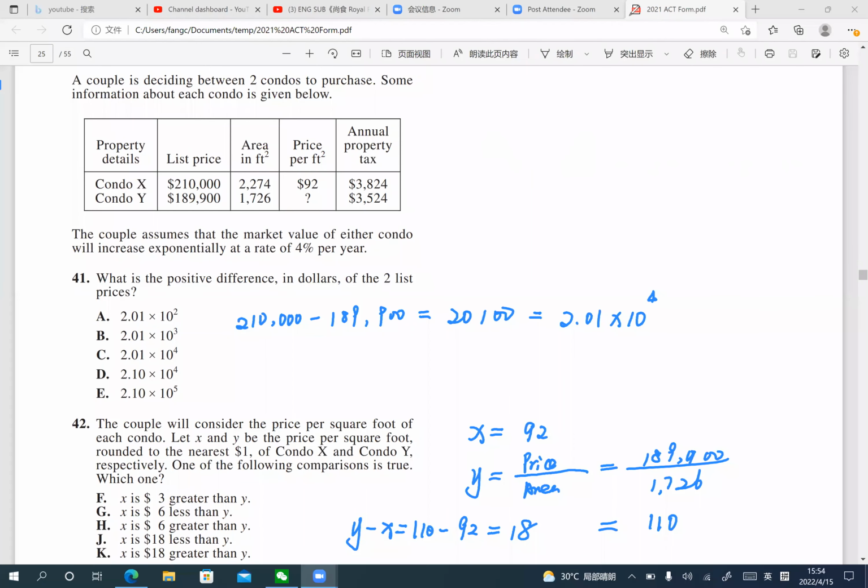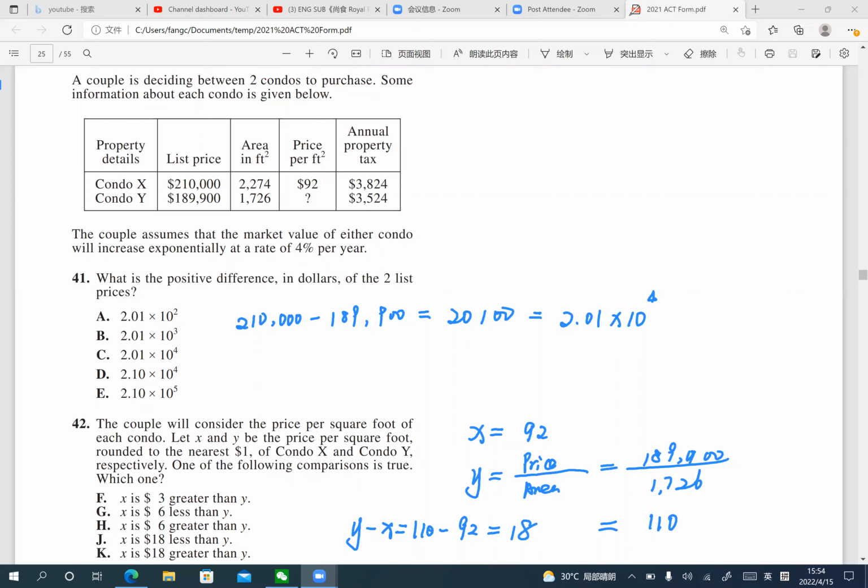A couple is deciding between 2 condos to purchase. Some information about each condo is given below. The couple assumes that the market value of either condo will increase exponentially at a rate of 4% per year. Question 41. What is the positive difference in dollars of the 2 list prices?